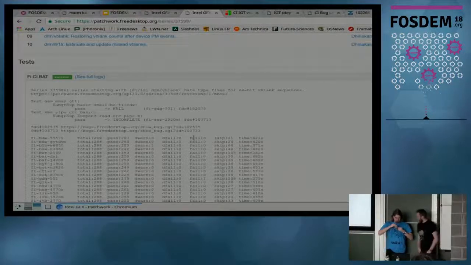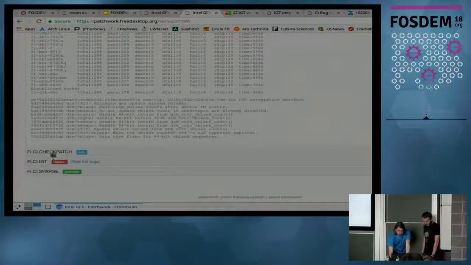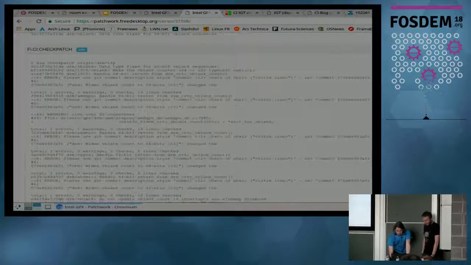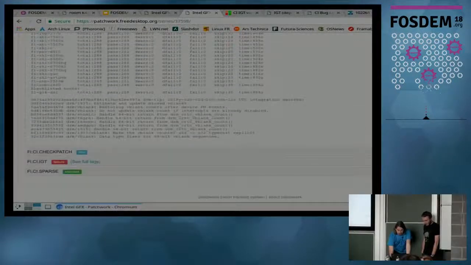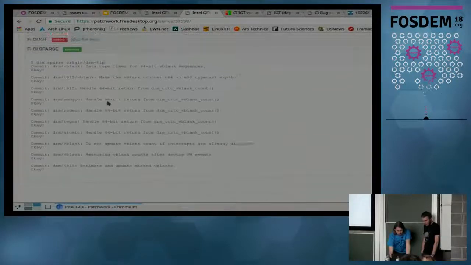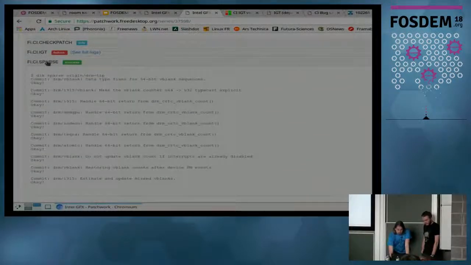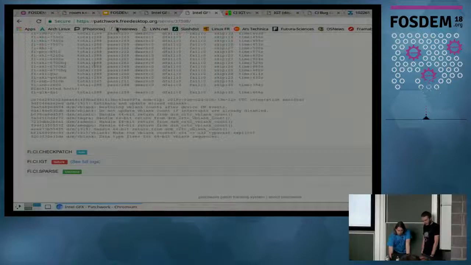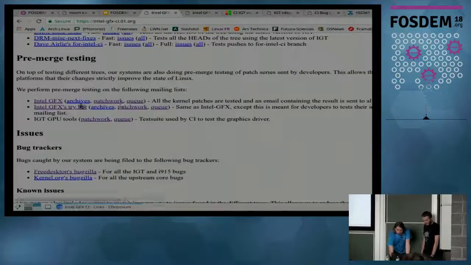Thanks. Okay. So, yeah, we're not going to talk too much about the rest, but there's check patch run, so you can see if it was fine or not. And sparse also check, that's something that we started working on. So as every patch in this case is being tested.